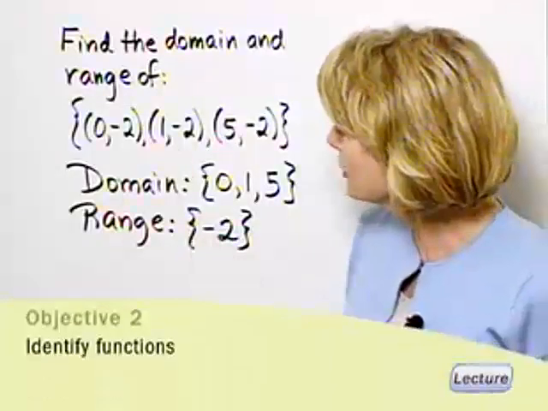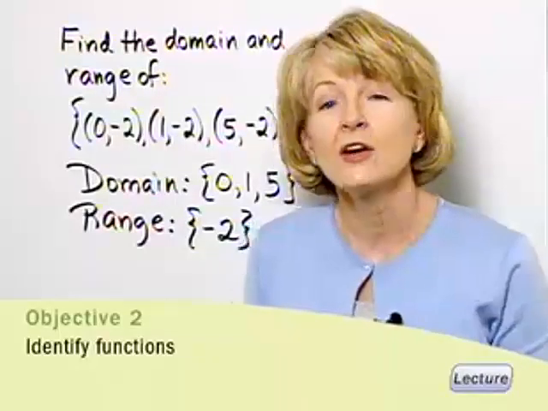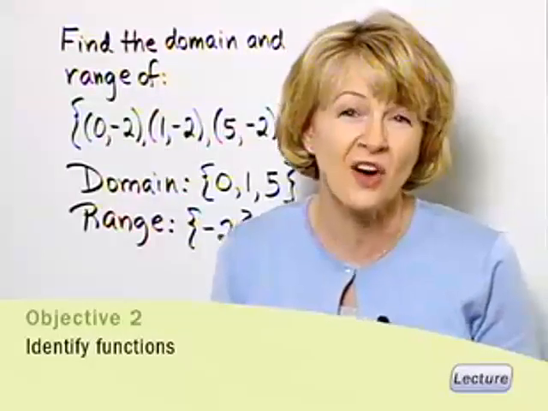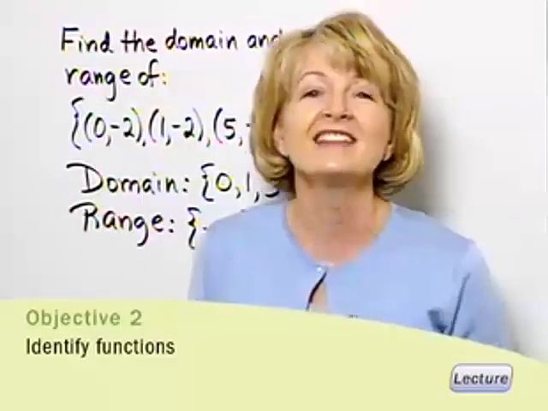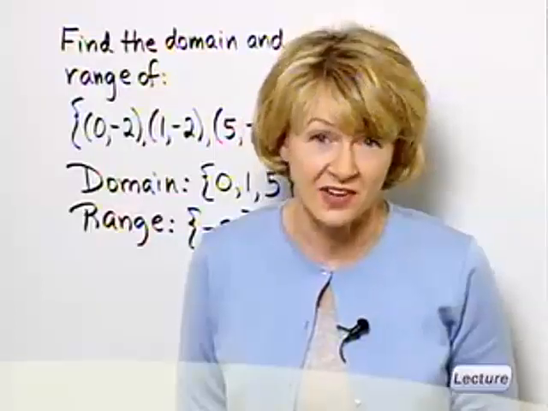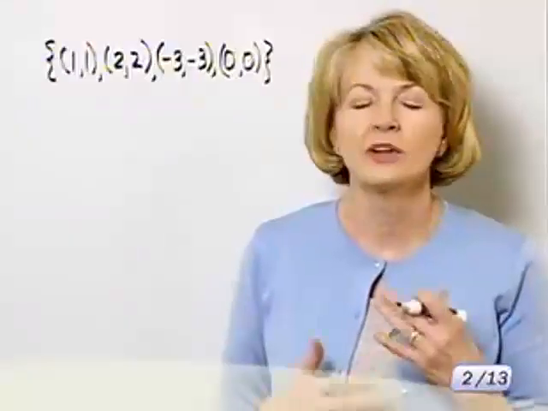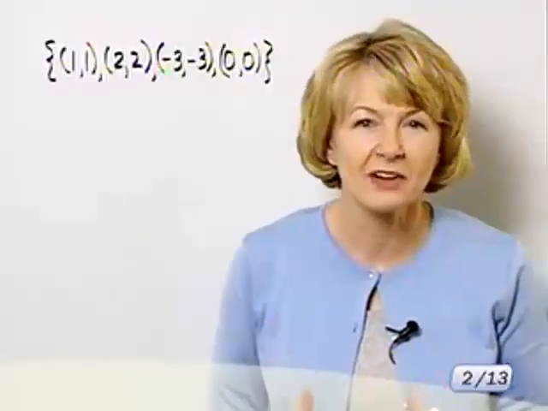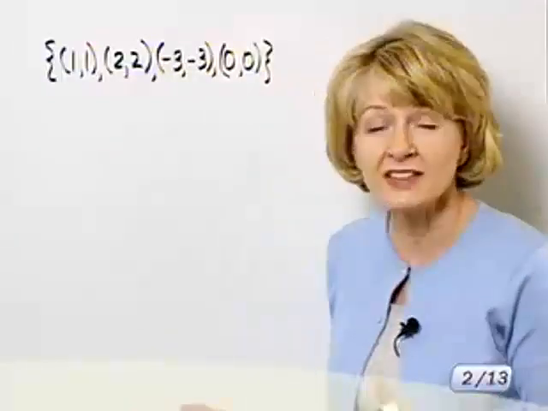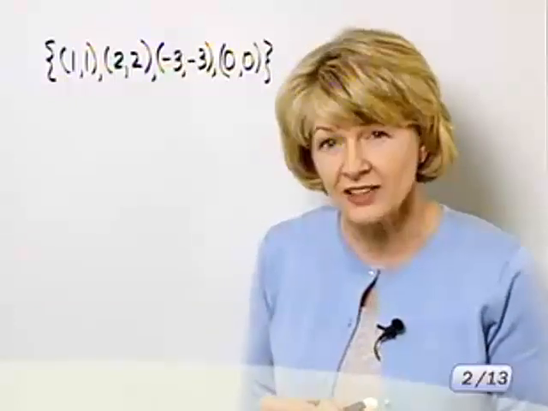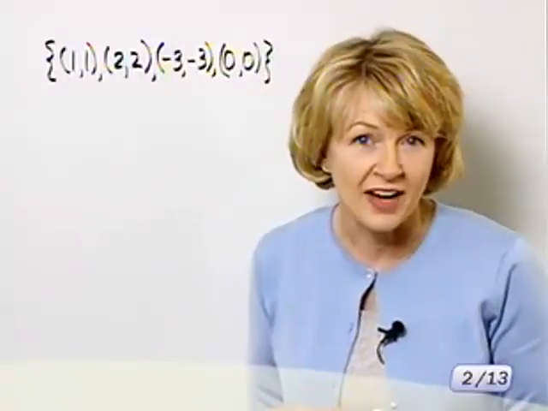Now that we've talked a little bit about relations, there are special relations called functions. Let's now look at a definition of a function. A function is a set of ordered pairs that assigns to each x value exactly one y value. We will continuously be talking about functions, but remember, a function is a set of ordered pairs, so it is a relation that assigns to each x value one y value.